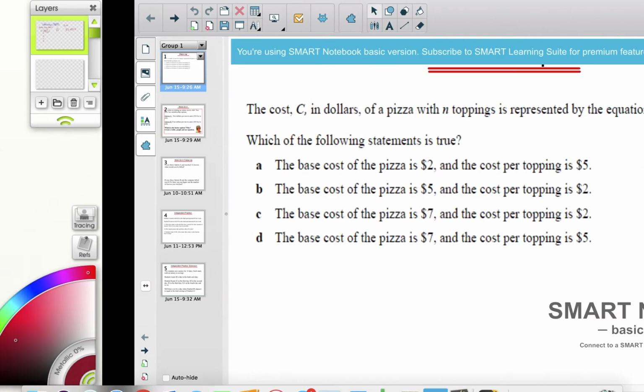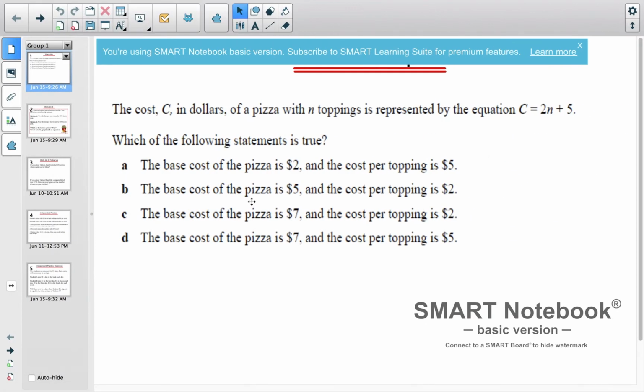So which of these statements would be true? The base cost of the pizza is $2 and the cost per topping is $5. Well, that can't be true, because the base cost of the pizza isn't going to be multiplied by anything. I'm not multiplying the cost of the base pizza times the number of toppings. The base cost is an add-on, added on to the end, but it's not being multiplied by anything. So that can't be true.